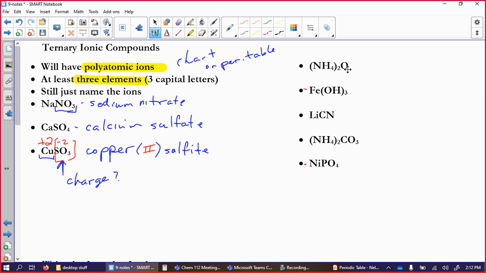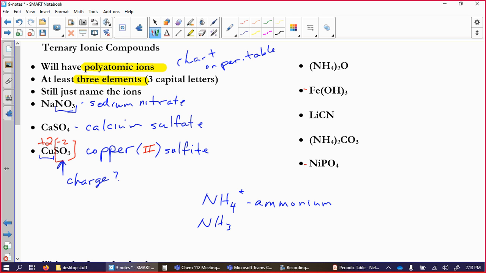Even though this is at the beginning, this little thing is NH4. The whole thing is +1. This is the most common positive polyatomic ion, and it's ammonium.